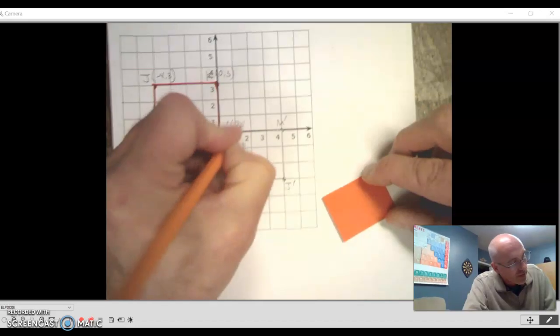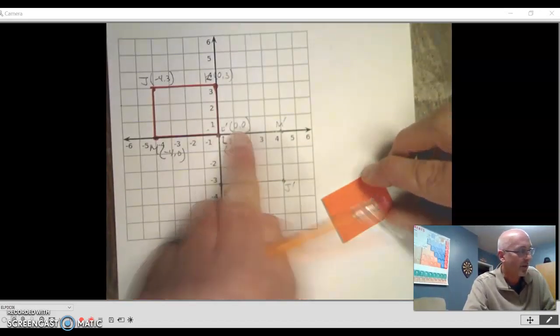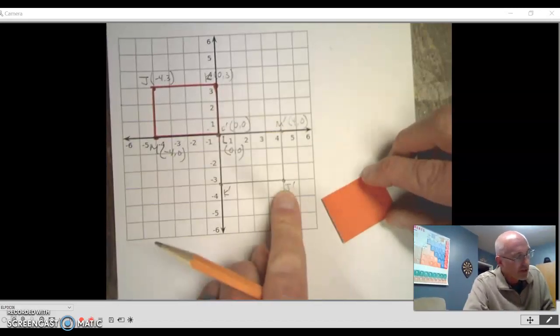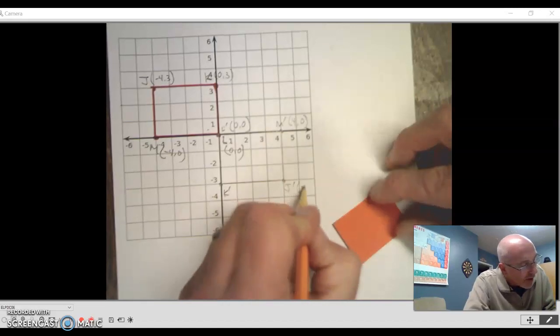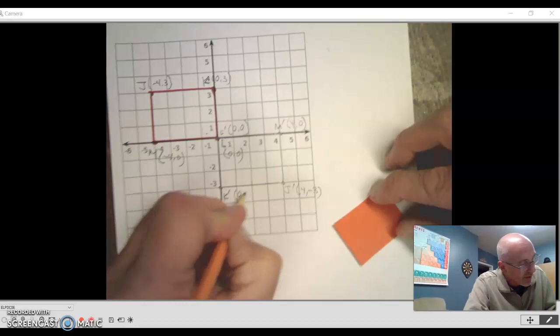And now I'm going to fill in my coordinates. L prime is still at the origin, 0, 0. M prime is at 4, 0. J prime is at 4, negative 3. And K prime is at 0, negative 3.